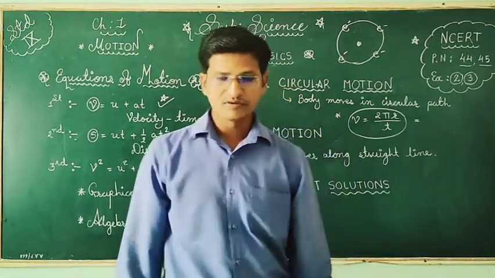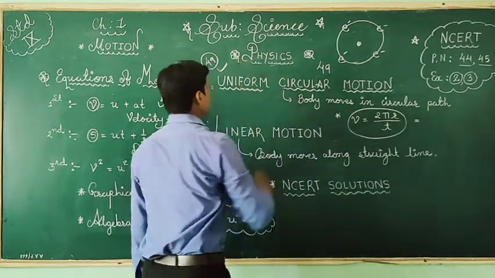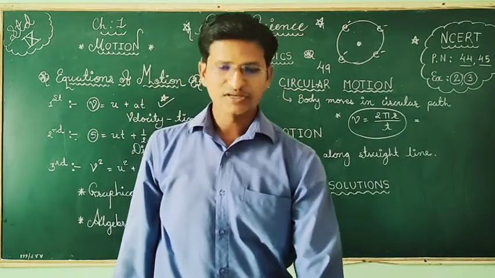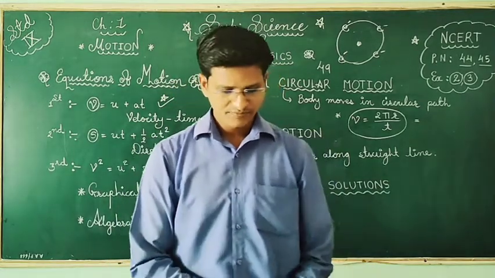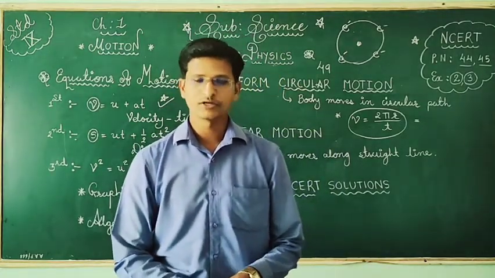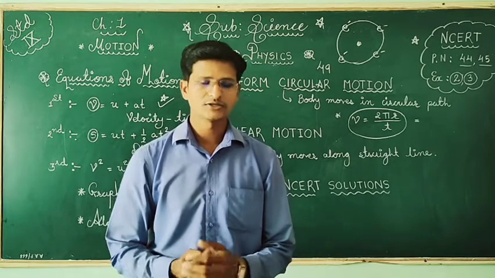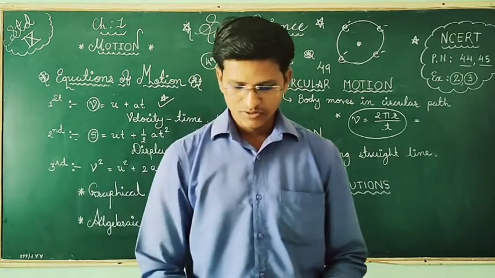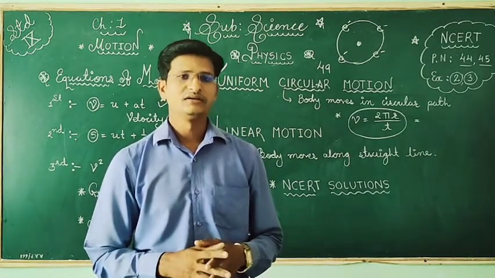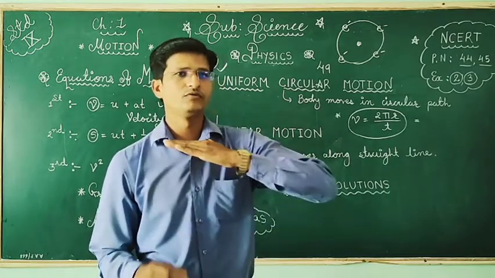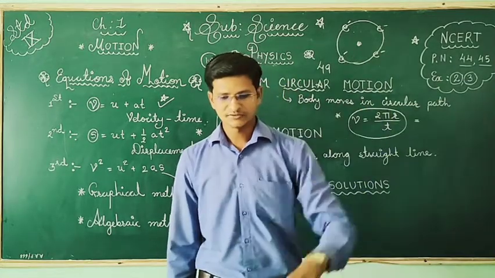You will see the same thing on page number 49, where the difference between linear motion and circular motion is given. One by one we will see. First, the body moves in a circular path around a fixed point, and then the motion of the body is called circular motion. Second, linear motion: it moves along a straight line, and then the motion of the body is called linear motion. It will move in a straight line, there is no zigzag form. That's why it is linear.